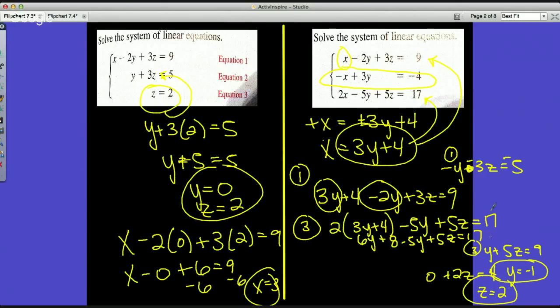Well, again, what do I do now? If I substitute back up to the top and I go to x equals 3y plus 4, if I substitute -1 in for y, I get -3 plus 4, which gets me x equals 1. So when x equals 1, y equals -1, and z equals 2. And again, that's how I would use that to solve the following equation there.